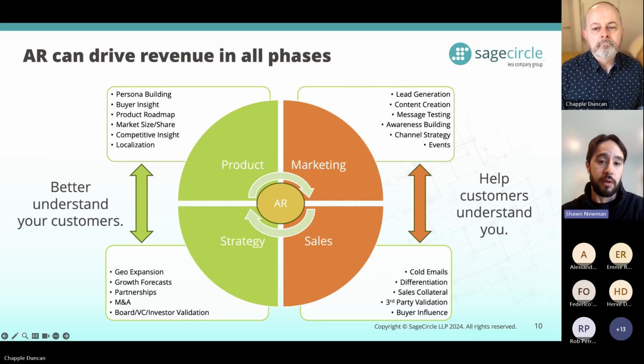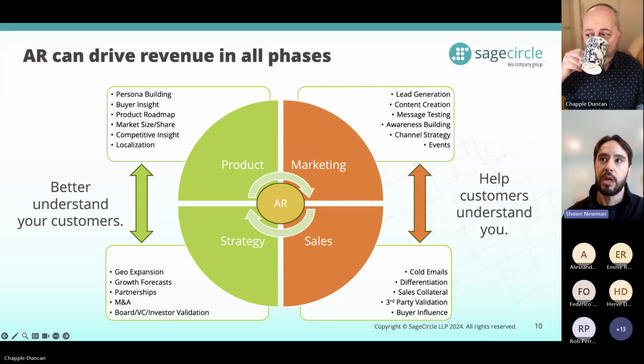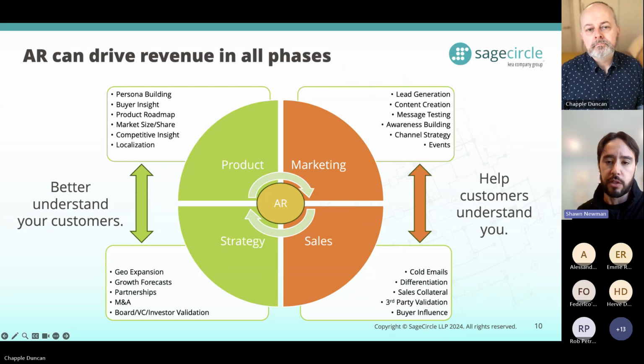So like I said, AR can drive revenue in all of these phases. If you look at product and strategy on the left, I've included some ways that it's really revenue-centric. Ultimately, that's helping you better understand your customers. When we look at AR in the middle, our role is really to help with expanding into new geographies, whether it's funding or investor validation, establishing new partnerships on the strategy side, helping product understand their key personas that they'll be selling to, technology roadmaps, budgeting, what the market size and share are, what the growth rates are, and understanding their competitors.